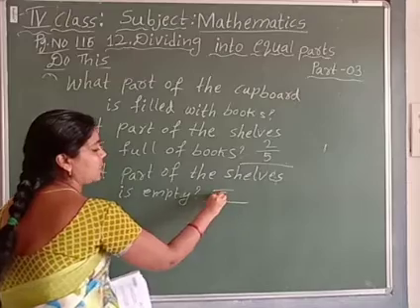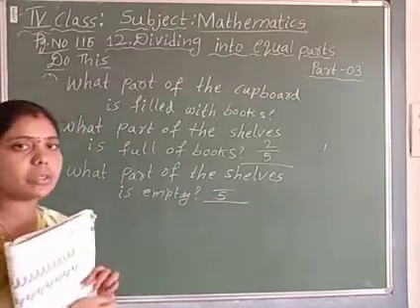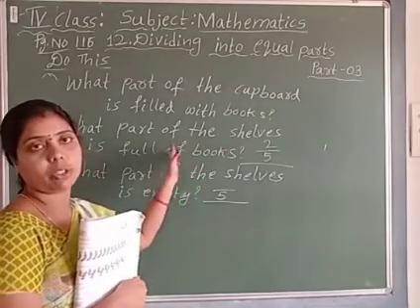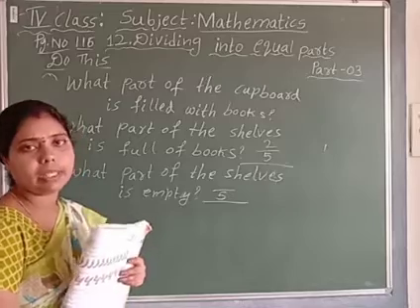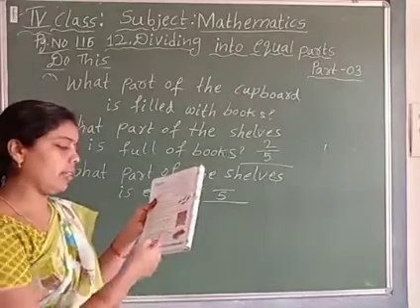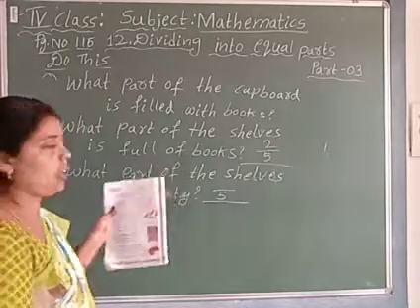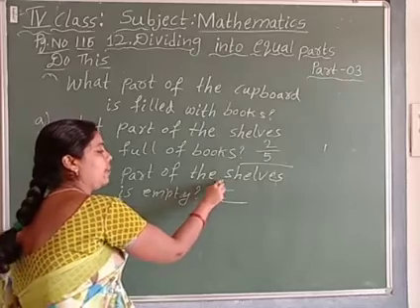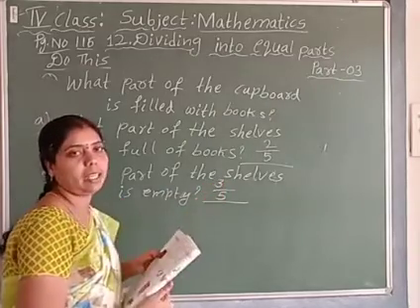So total 5 cells only. In those 5 cells, 2 cells are full of books. So the remaining cells are empty now. Nothing is in those cells, they are empty only. So how many parts are empty? 3. 3 shelves are empty.